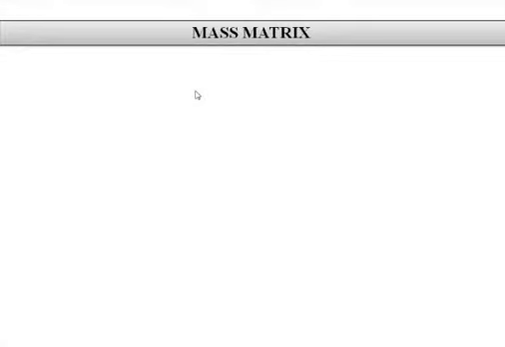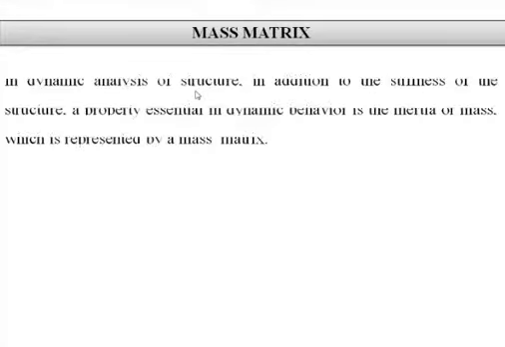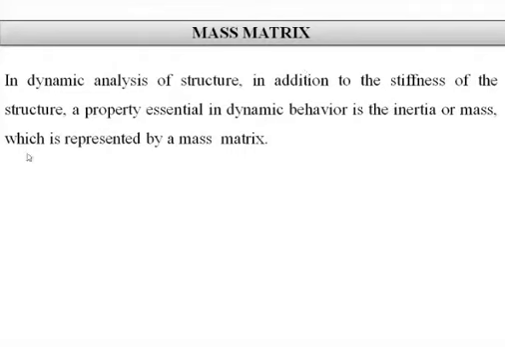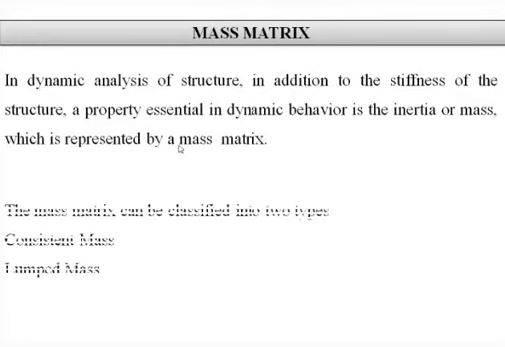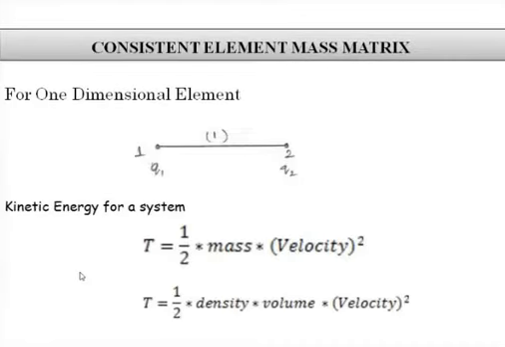Let us see what is mass matrix. In dynamic analysis of a structure, in addition to the stiffness, a property essential in dynamic behavior is the inertia or mass, which is represented by a mass matrix. The mass matrix can be classified into two types. One is consistent mass, one is lumped mass.